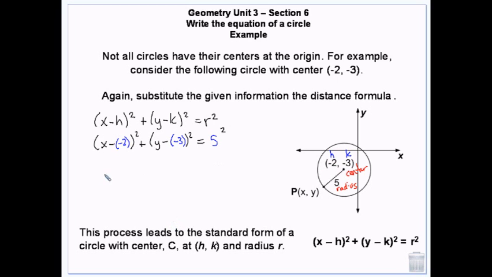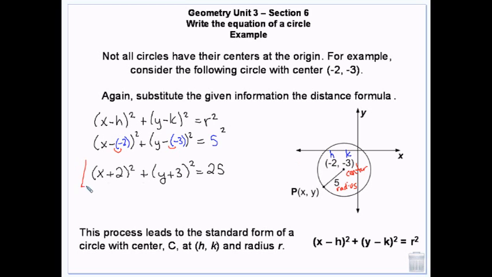The only thing I have to do is if I have minus a negative, that becomes a positive. Otherwise, if it's just a positive number, it just stays x minus 5 or 10 or whatever the number is. But if it's negative, then you have one more step. So it's x plus 2, y plus 3, and then you square the radius. And then that's it. If you're given the center and the radius, just plug in the numbers and then square the radius and you're done.